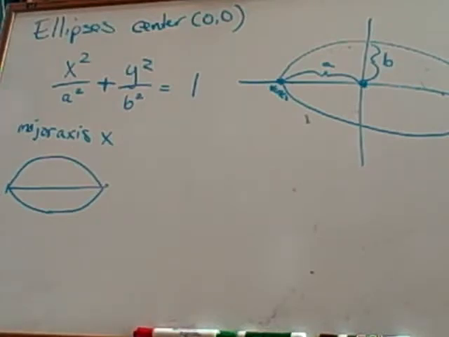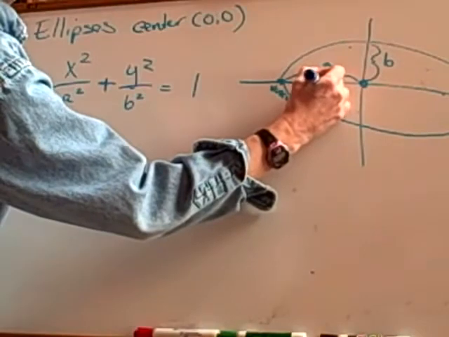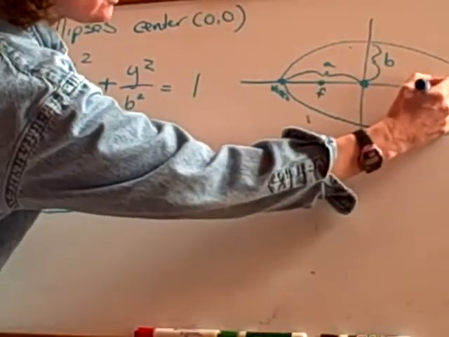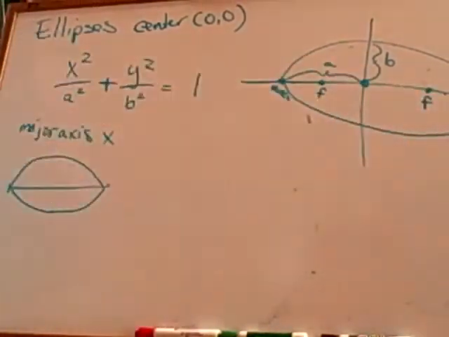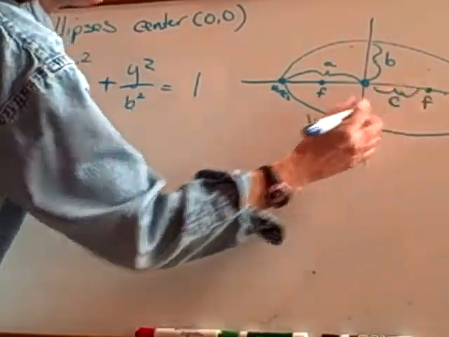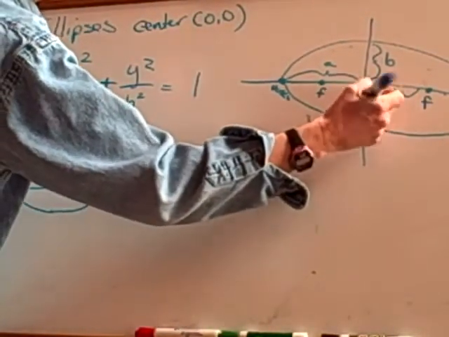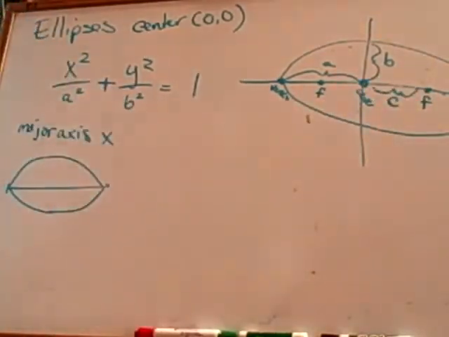Now somewhere in between the center and the vertex, you're going to have your focus. I'm going to put a focus here and a focus here. And I know my picture is not to scale or anything, so get over it. But your distance from the center to the focus, this distance in here, is your c. So from your center to your focus is c.